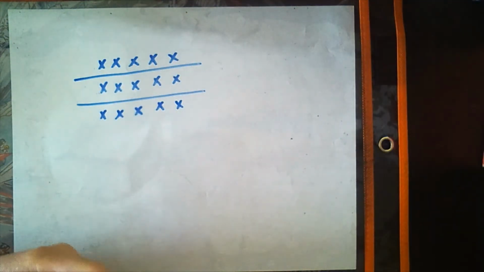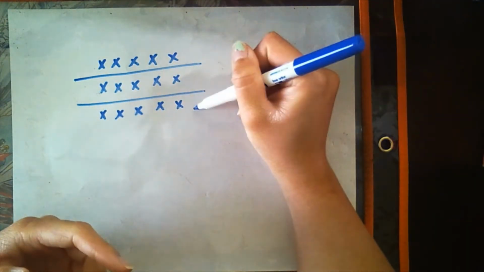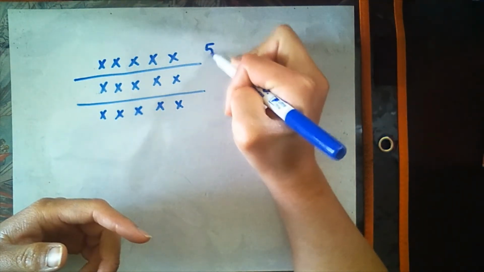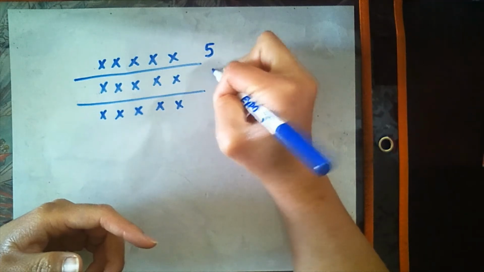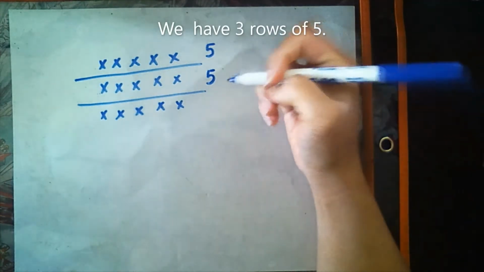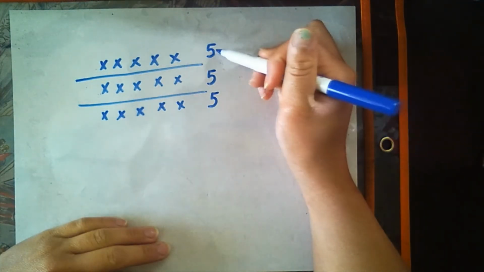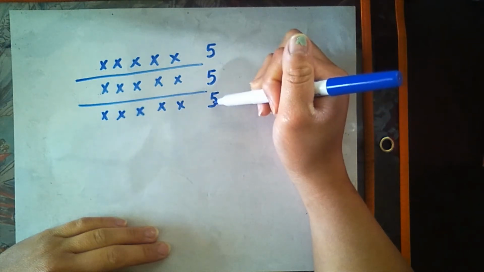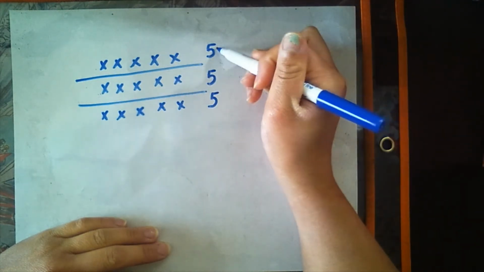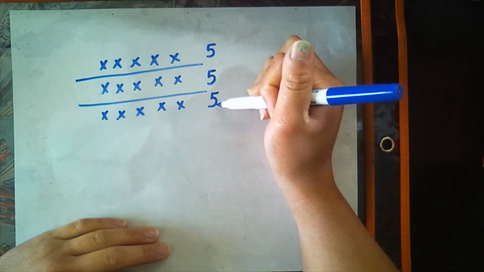So, again, how many rows do you see? Wonderful. 3 rows. How many equal groups are there? 3. Remember, because we're saying that for right now, a row is a group. And how many X's are in each group? 5. There are 5 X's in the 1st row. There are 5 X's in the 2nd row. There are 5 X's in the 3rd row. So, 5, 5, and 5. Let's go back. 5 plus 5 is 10, plus 5 is 15.